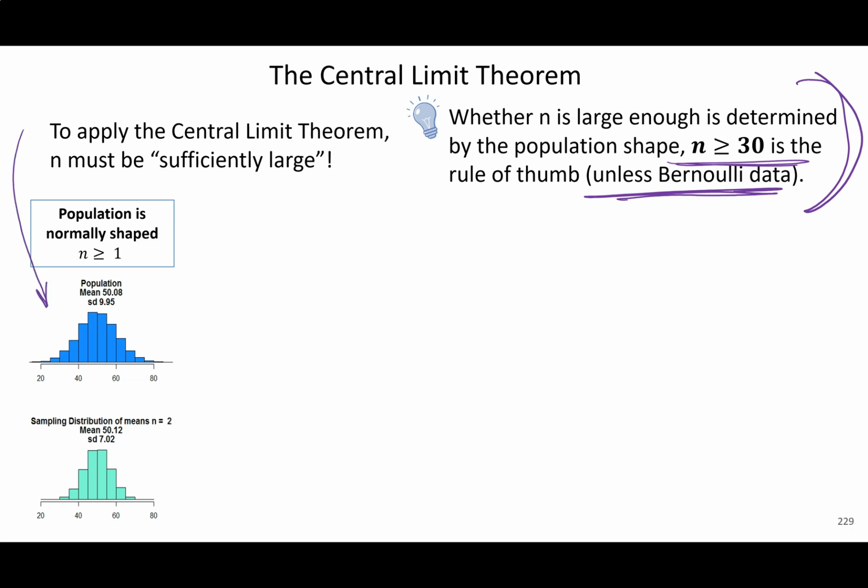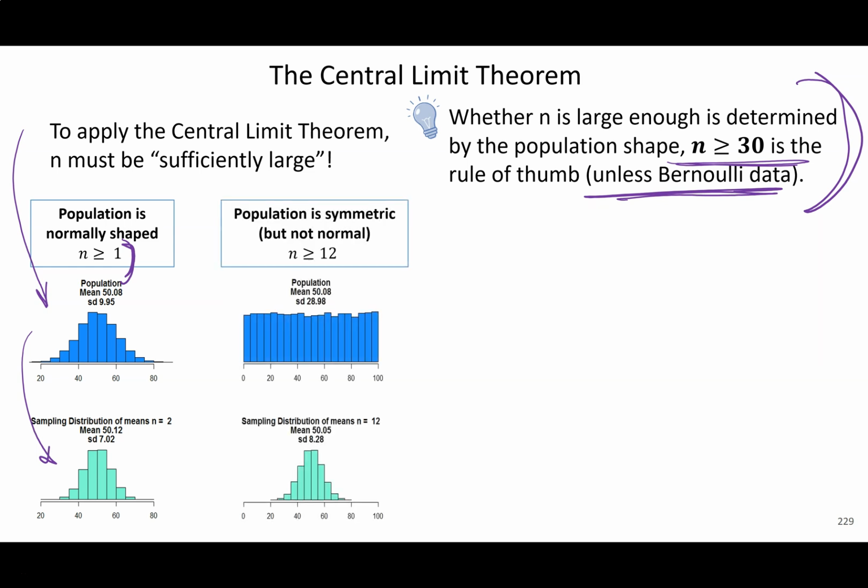So just to show you, when we have a quantitative variable and the population is normally distributed, as long as you take a sample of at least 1, which honestly I don't think you could take a smaller one, your sampling distribution is going to be nice and normal. If you have a population that's symmetric, like this fairly uniform shaped distribution, but it's not normal, it's symmetric with a single peak kind of shape, make sure you take samples of at least 12. If you take samples of at least 12, the sampling distribution is still going to come out pretty normally shaped.